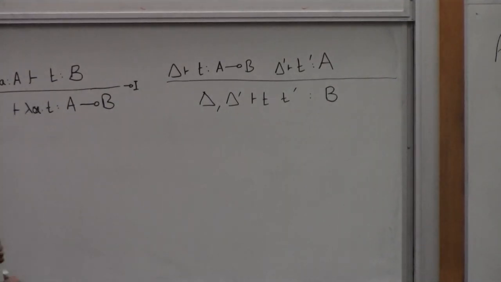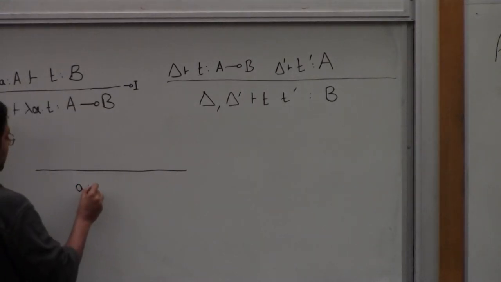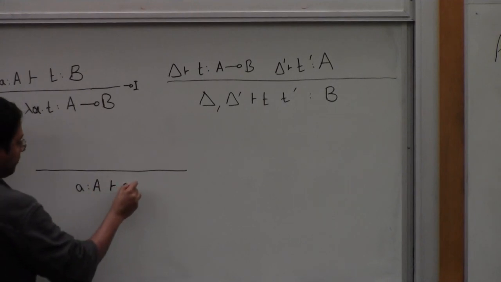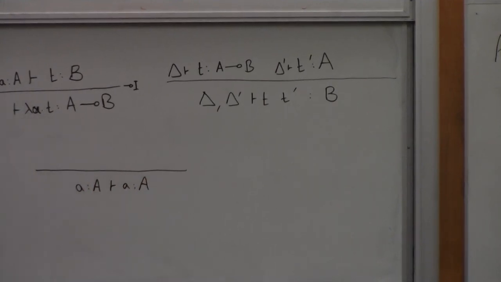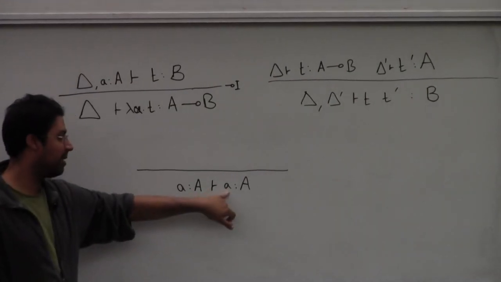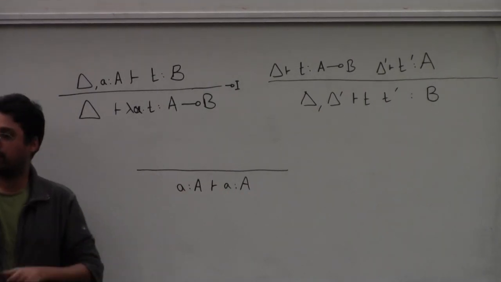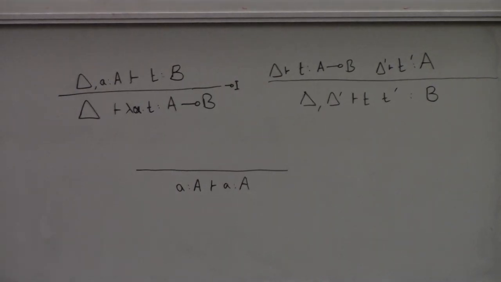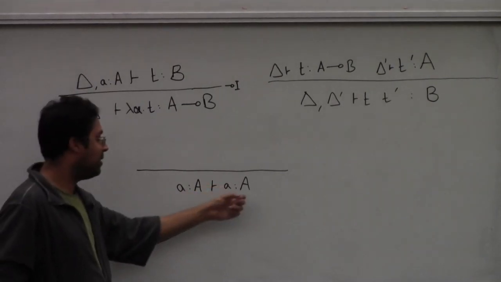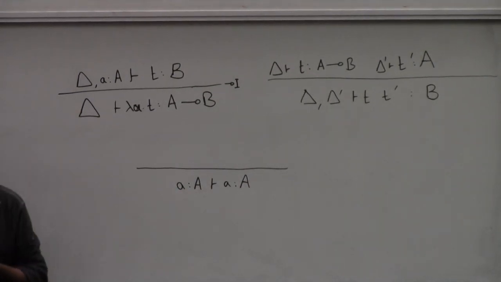And now we get to the variable rule. And the way that we ensure that every variable is used exactly once is we restrict our variable rule compared to the variable rule for the intuitionistic case. So what we say is that the variable A has the type A when the context is A colon A. So what we're doing is we're saying that we're allowed to use a variable when there's exactly one variable in the context, and that has the right type.